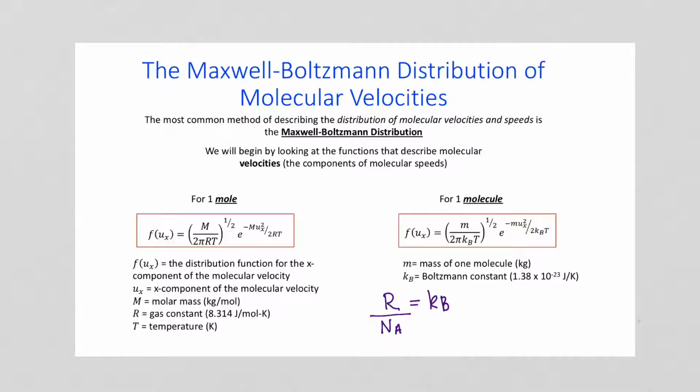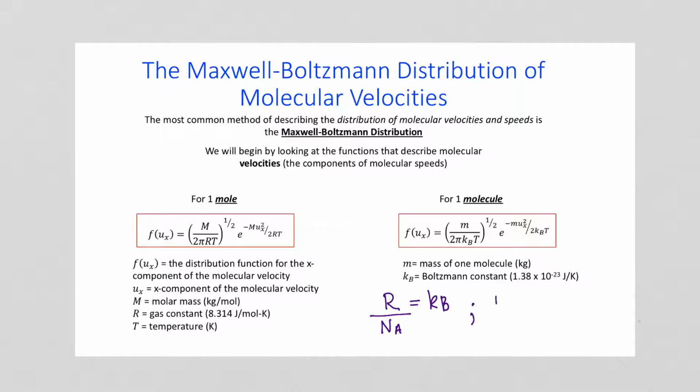Okay, so if we take big R and divide it by Avogadro's number of molecules, we'll end up with our Boltzmann constant. You can do that calculation if you want. If you take your 8.314 joules per mole Kelvin, divide by Avogadro's constant, you should get out 1.38 times 10 to the minus 23rd joules per Kelvin.